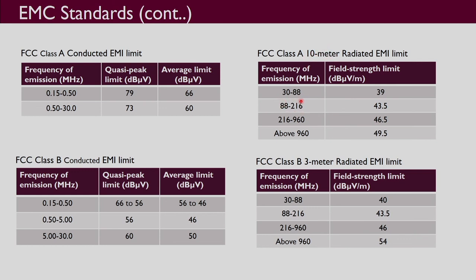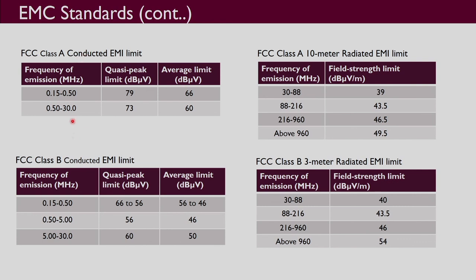So, 30 to 88 megahertz, 39 is the limit, and the unit, note down, is dB microvolt per meter. And 88 to 216 megahertz, it is 43.5 is the limit, 219 to 960 it is 46.5, and above 960, that means close to 1 gigahertz, the limit is 49.5 dB microvolt per meter. Then for class B, FCC class B conducted EMI limits are also given here.